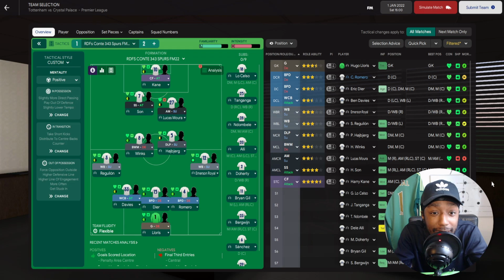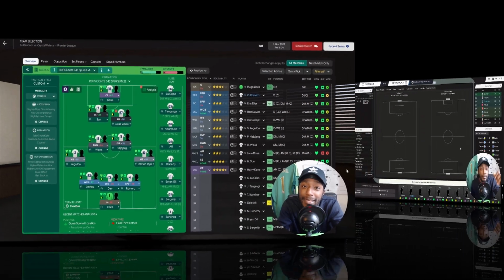And here we are. This is the team that we are going with. Lucas Moura has just returned from an injury not too long ago, so that's the reason why he's not fully fit. But this is the team that we're going to go with. Fairly similar to what we are expecting to be happening in real life. But let's get this game kicked off.